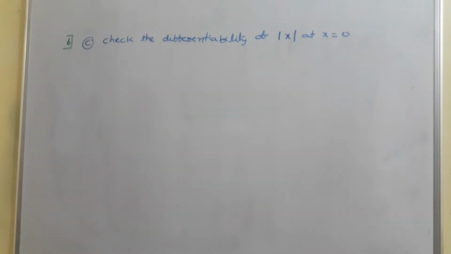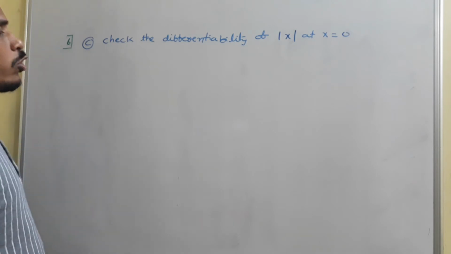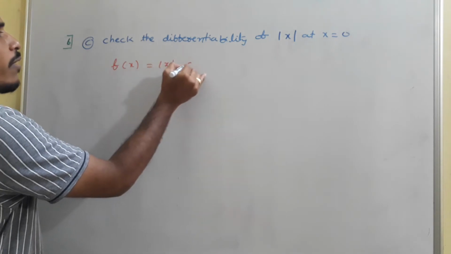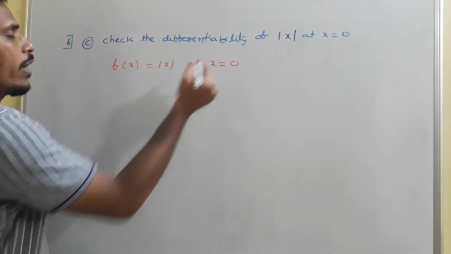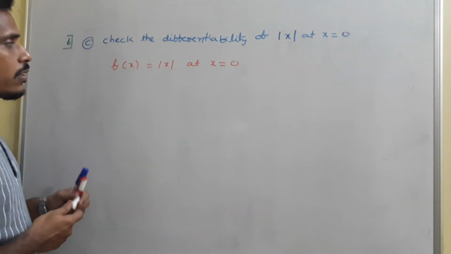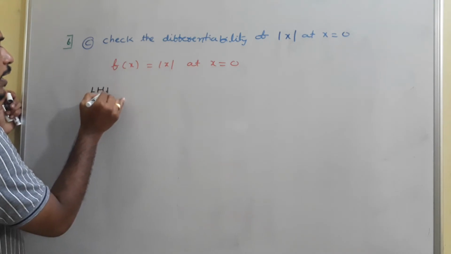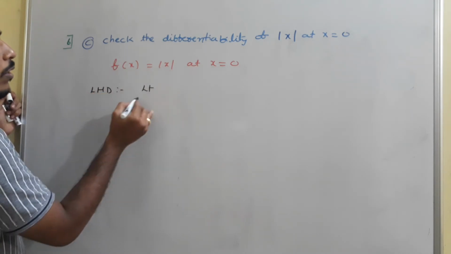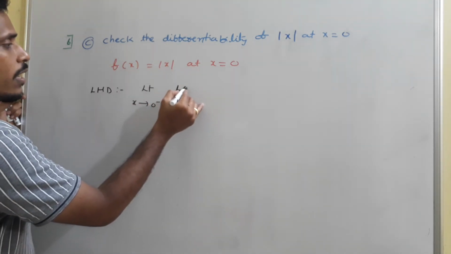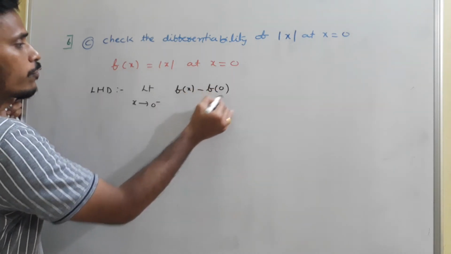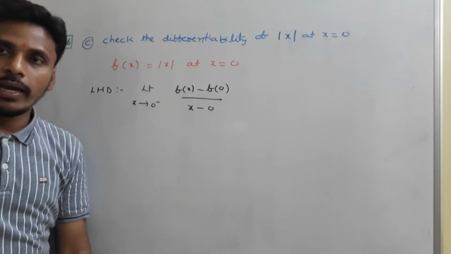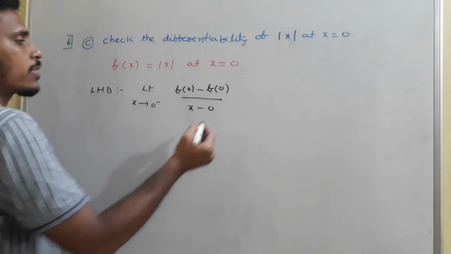Now we need to check the differentiability of mod x at x equals 0. Again, consider f of x equals mod x, and we are going to check the differentiability at x equals 0. Start your discussion with the left hand derivative. As we discussed, the left hand derivative is the limit as x tends to 0 minus of f of x minus f of 0 divided by x minus 0.